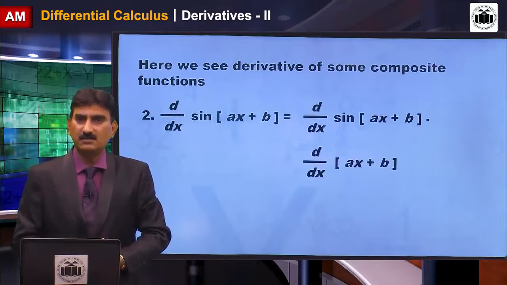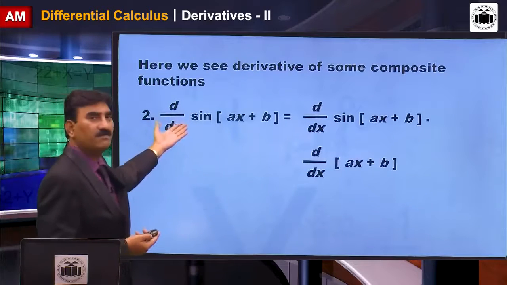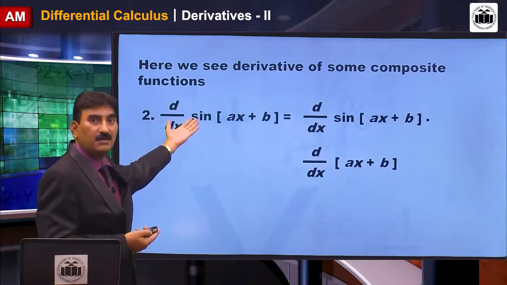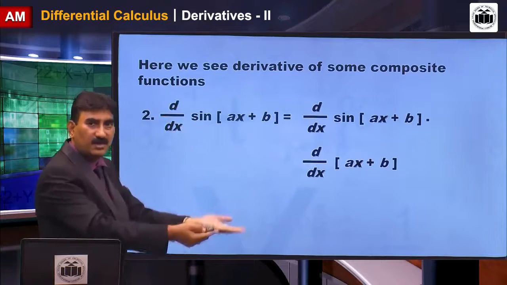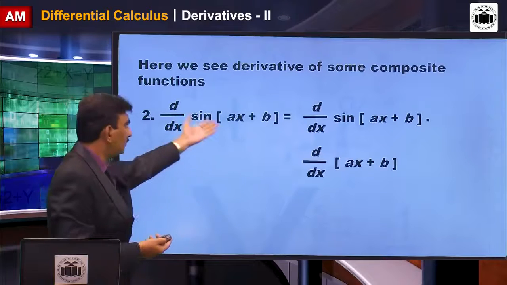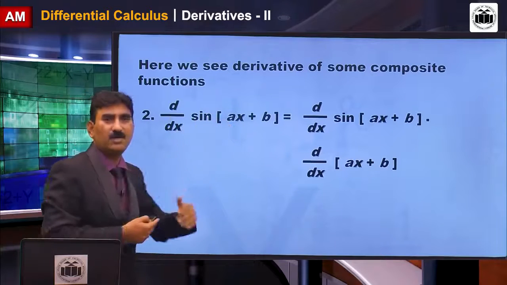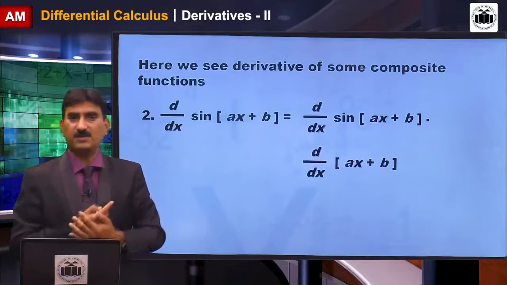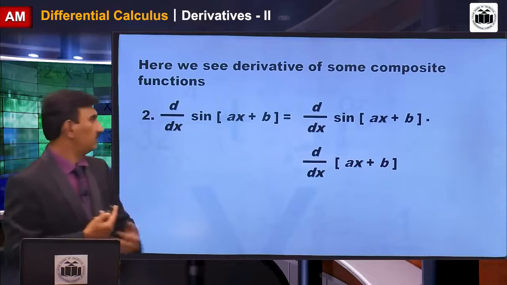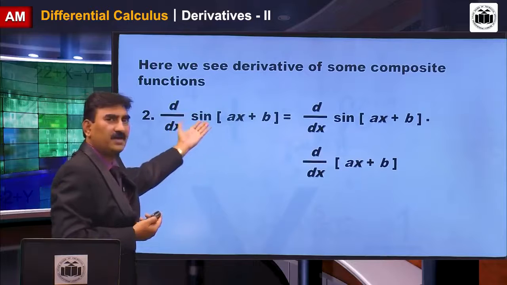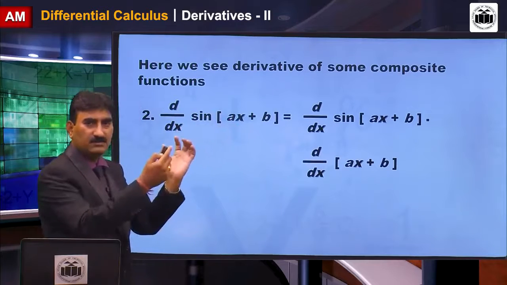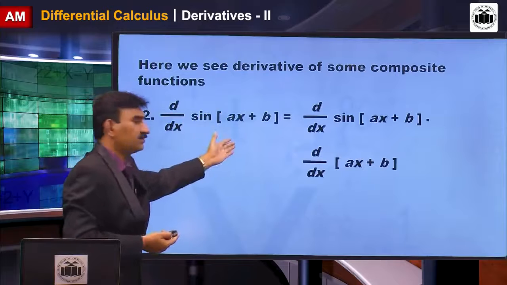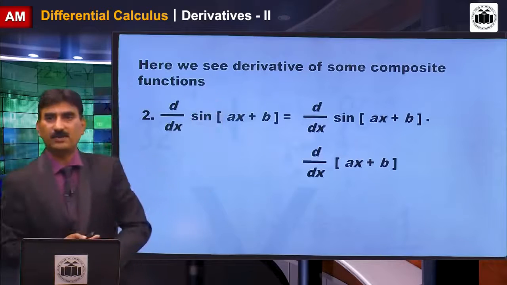In another case, what is our first function? Our first function is sine of ax plus b. What is the other function? This is the algebraic function ax plus b. Now students, you tell me how you differentiate sin of ax plus b. Correct. First we take the derivative of sin, that is the outer function, the main function, and then you take the derivative of the inner function, that is ax plus b.